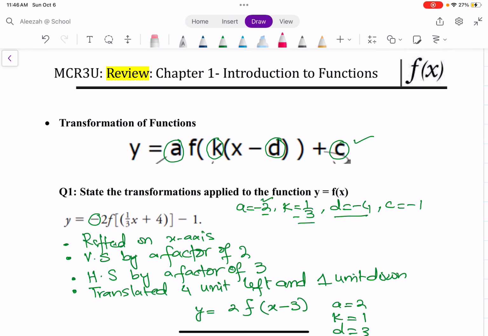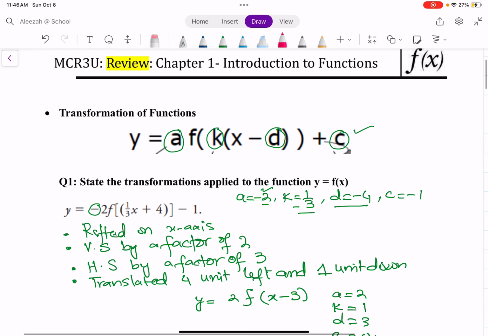Hello guys, and today we'll review the transformation of functions. Here you can see I'm given an equation that represents all types of transformation. The number a is always the vertical stretch or compression. K is the horizontal stretch or compression. D is your horizontal translation, and C is the vertical translation.